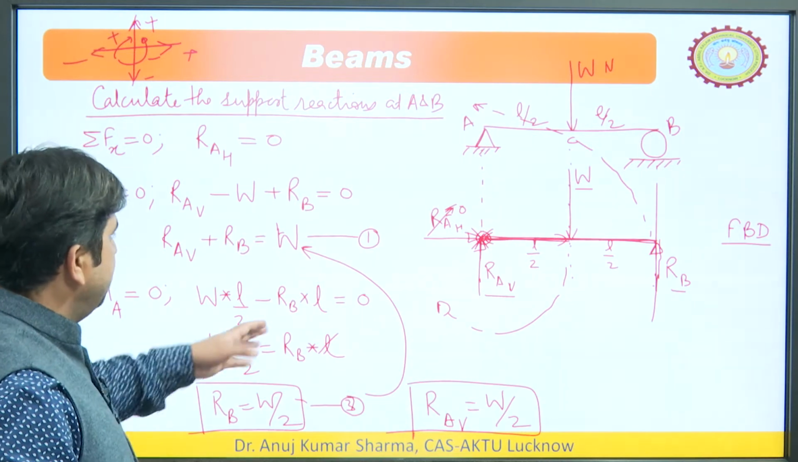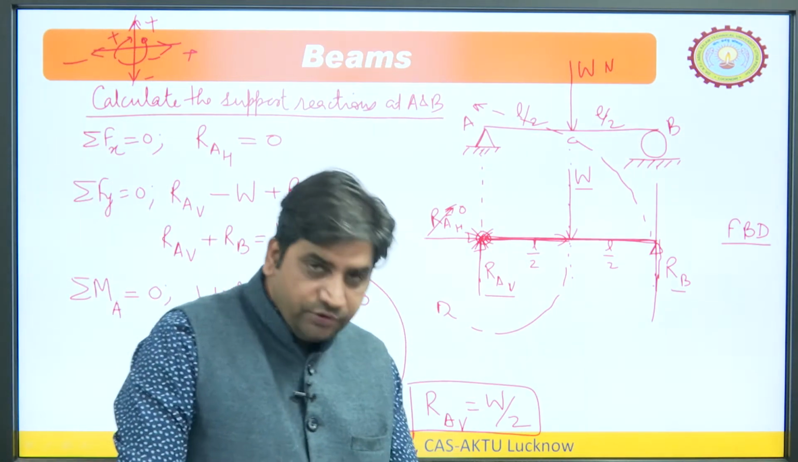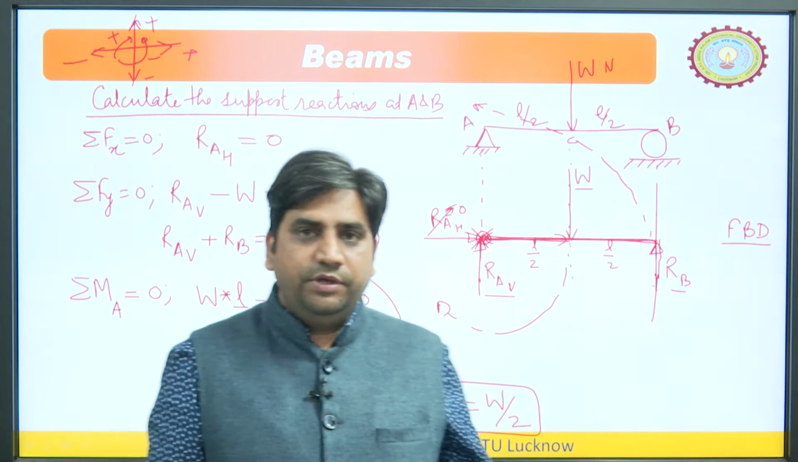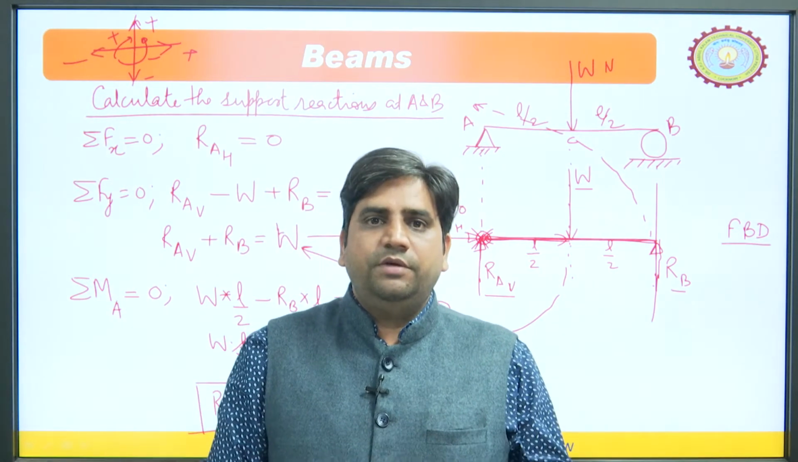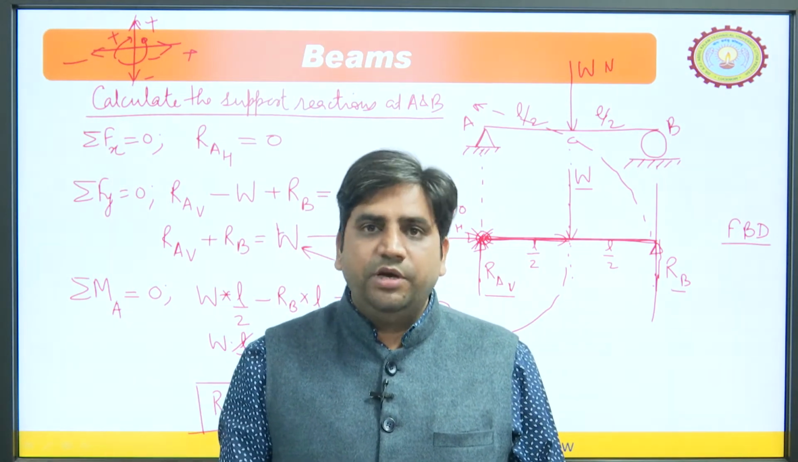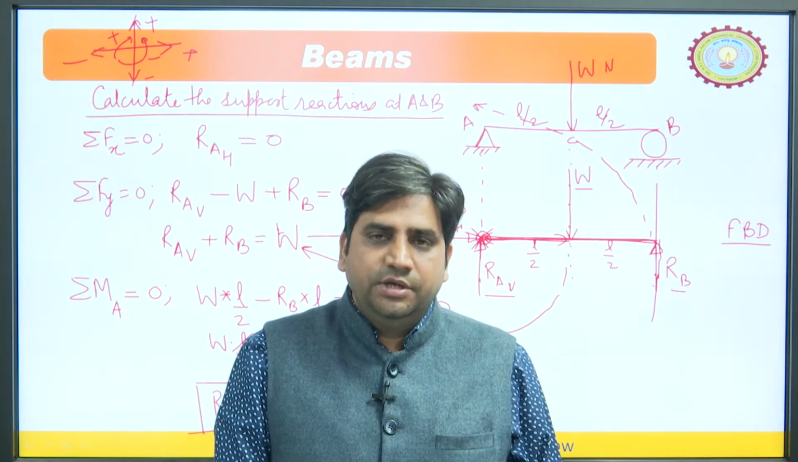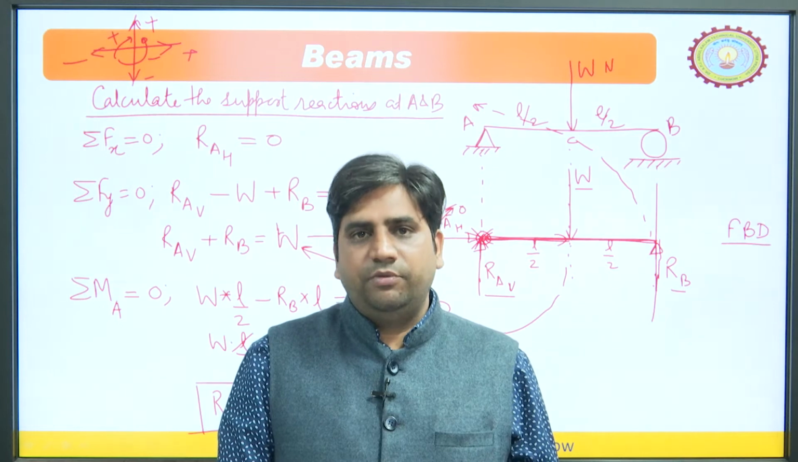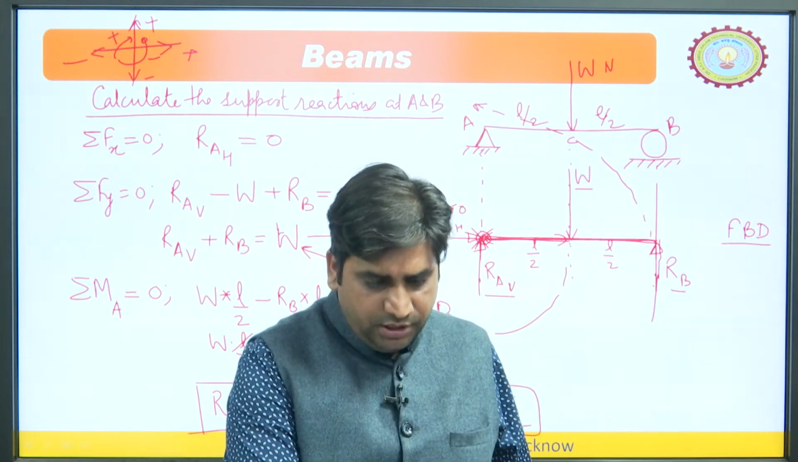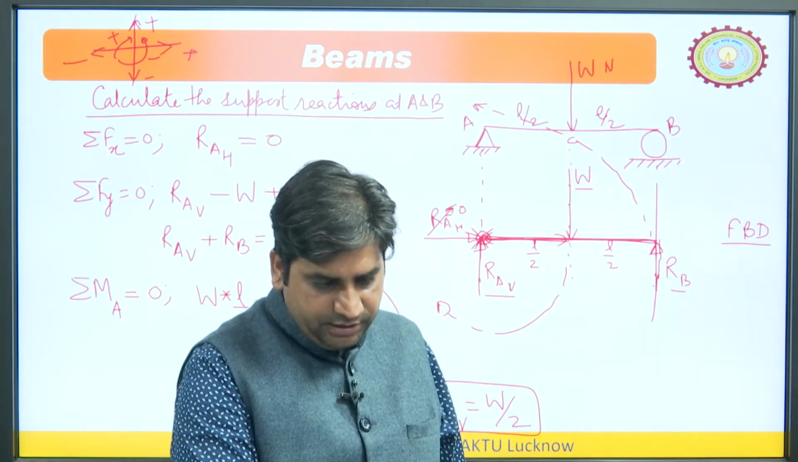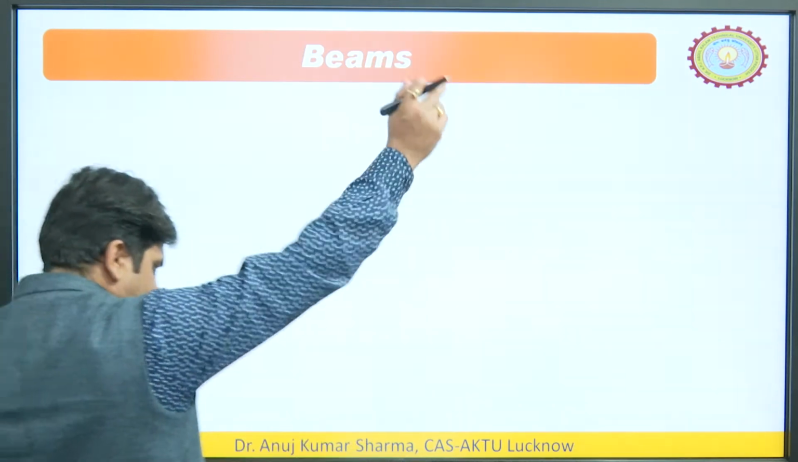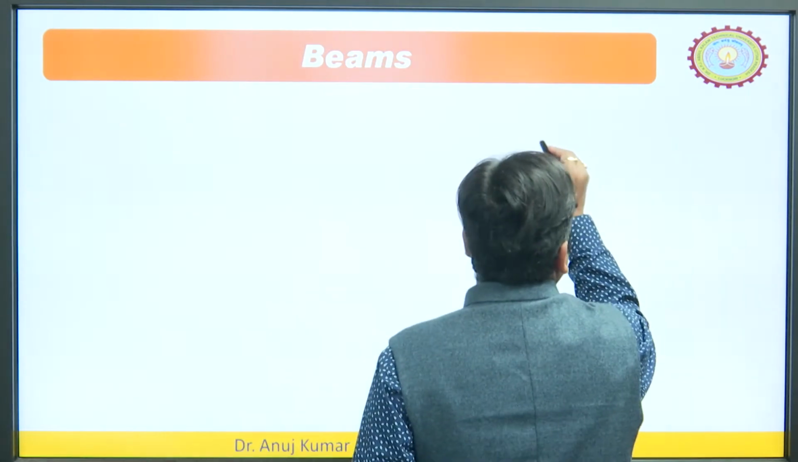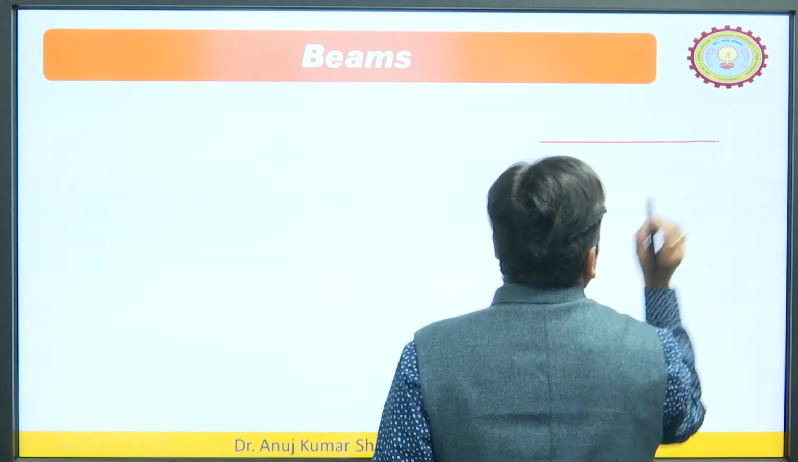Likewise, you can easily calculate the support reactions, because for drawing the free body diagram we need to replace all the supports and make this body isolated from all the supports and contacts. Then we can apply these 3 equations of equilibrium and easily calculate the support reactions. Now, I will take the second numerical, again very simple. I am taking case by case, so that you can easily understand and solve the difficult problems.